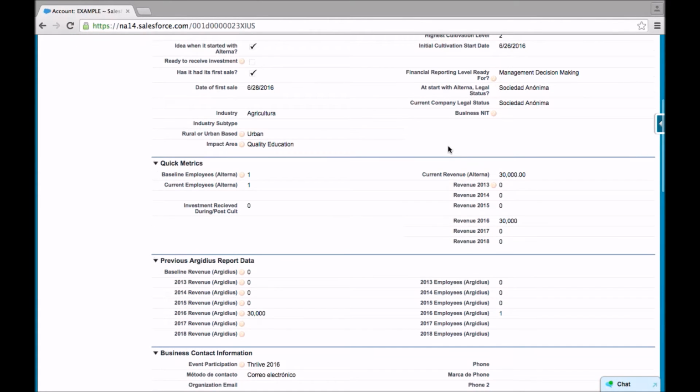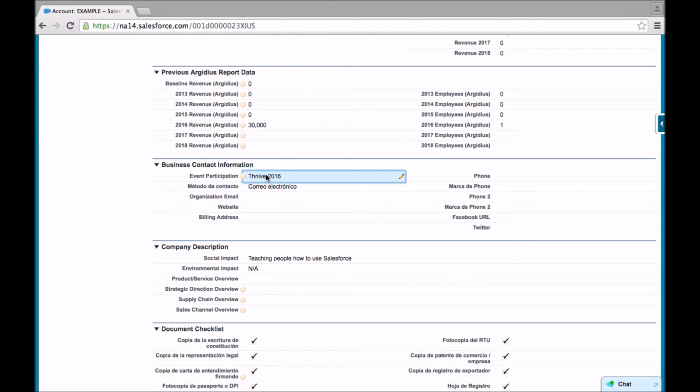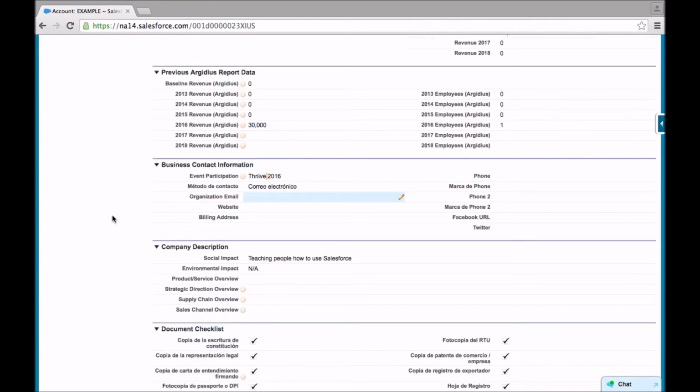The next sections are straightforward, so we're just going to fly through them. We have revenues. There are two areas. They should usually be in alignment. The only reason they wouldn't be is if this area gets automatically updated when we enter a revenue, and this area doesn't. Events they participated in: here in this example, we say that the business has participated in Thrive 2016, which might have been the last time we had contact with them.